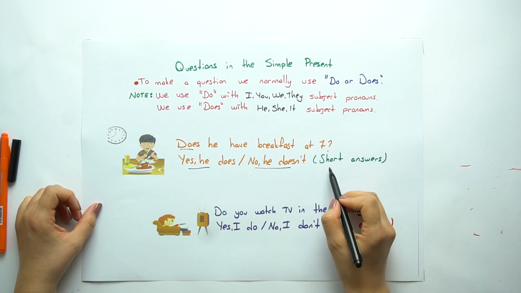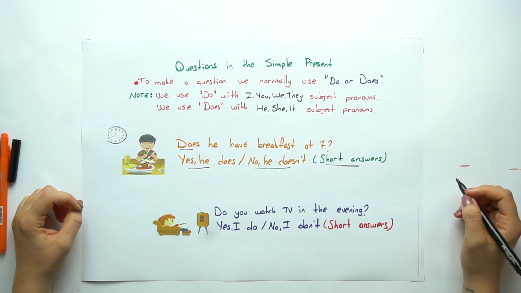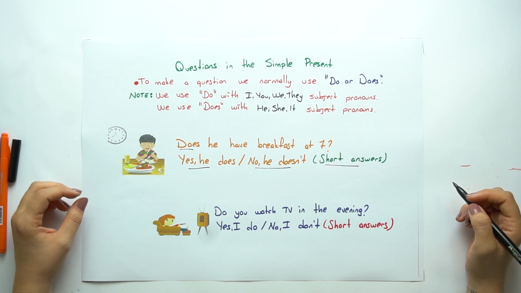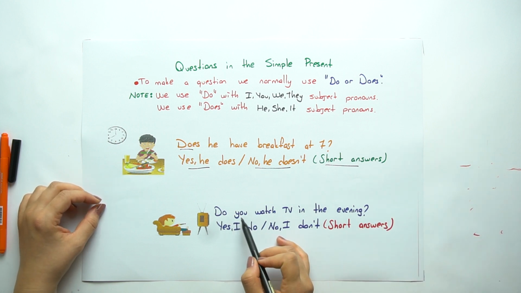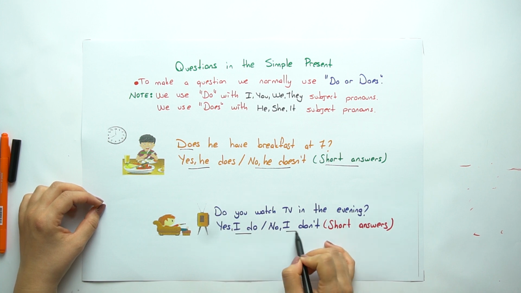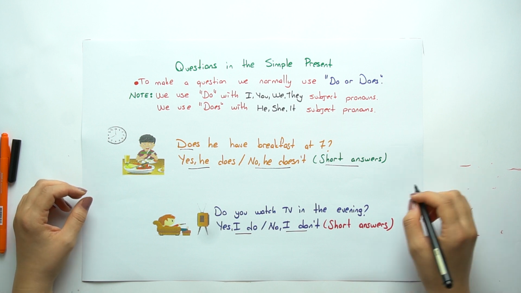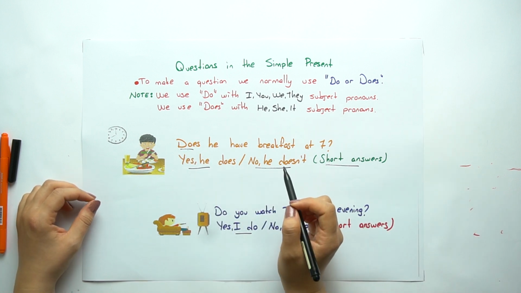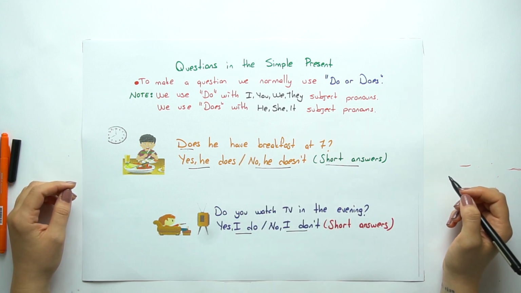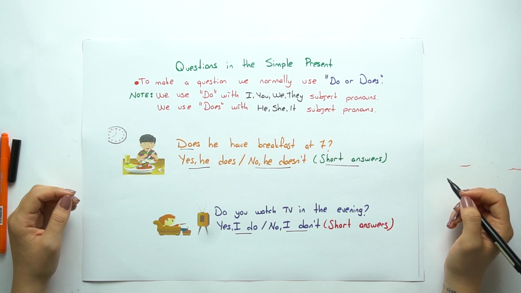By the way, these are our short answers, and also you can answer in a long form too. Second one is, do you watch TV in the evening? Yes, I do, or no, I don't. These are short answers. By the way, when we use does, we don't add s to the verb, okay? We have to be careful about it. We don't say, does he has breakfast? We say, does he have breakfast at 7?